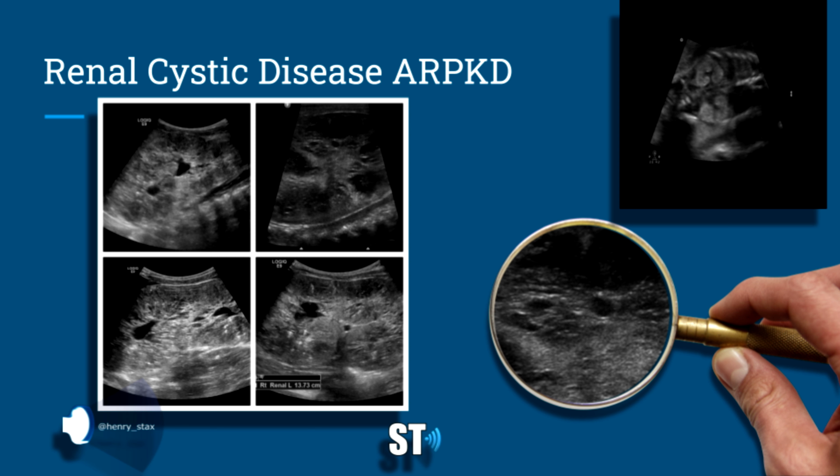There's usually a lot of microcysts. Multiple organs are affected. Greater than 80% of them develop cysts in the liver, and the kidneys get pretty large. They tend to go into renal failure a lot earlier than autosomal dominant polycystic kidney disease.